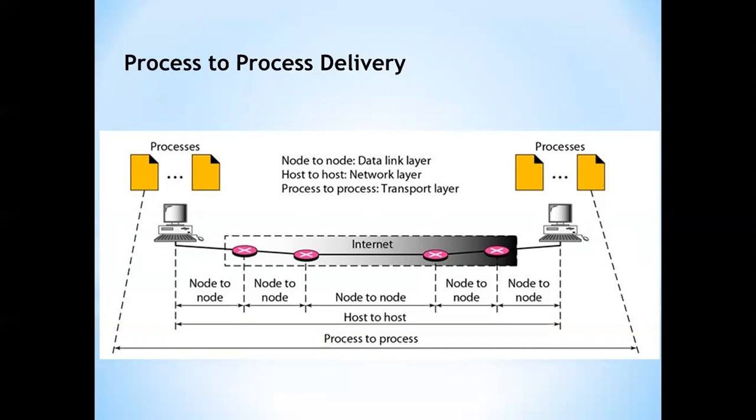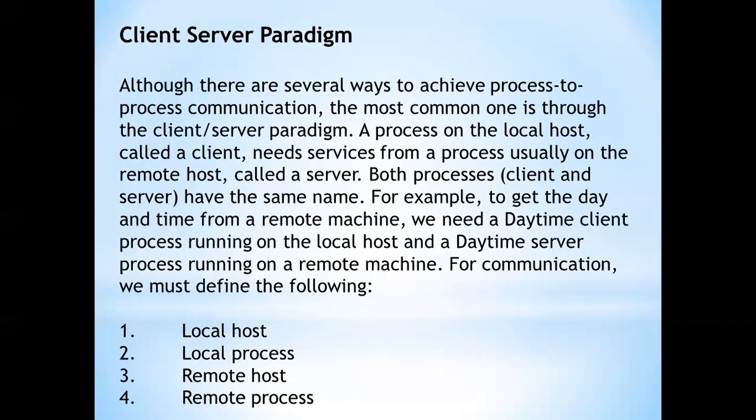In this, multiple processes are running in the computer, and the process to process delivery is shown in the figure. Node to node delivery is performed in the data link layer. Host to host delivery is performed in the network layer, and process to process delivery is performed in the transport layer. Next is client server paradigm.